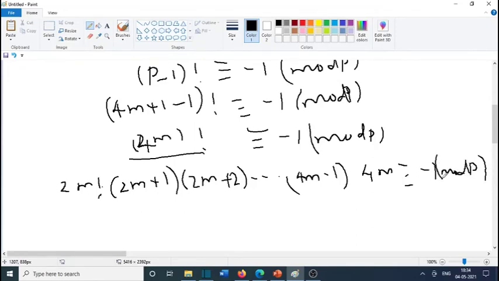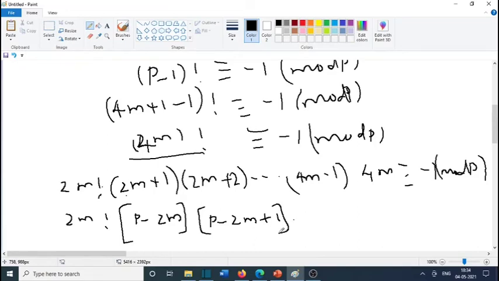Now we need to write this in terms of p. So this is 2m factorial. 2m plus 1 is p minus 2m, since p is equal to 4m plus 1. So this is p minus 2m, this is p minus 2m plus 1, etc. This is p minus 2 into p minus 1, congruent to minus 1 mod p.